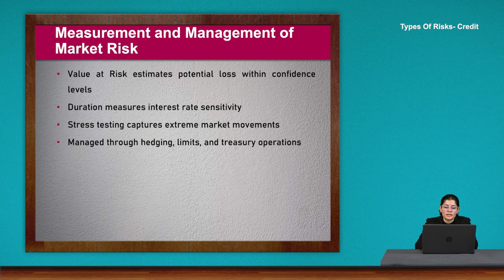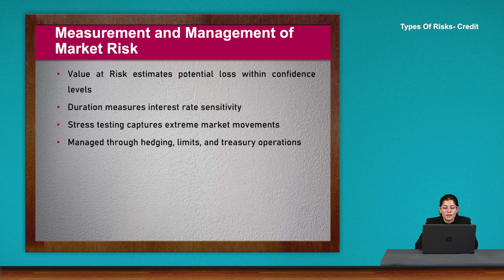What are the mitigation strategies in this case? So first one is hedging through derivatives such as swaps, futures, options. Second is governance controls including position limits and stop loss rules. Third one is duration matching and asset liability management. Fourth one is active treasury oversight of portfolio composition.